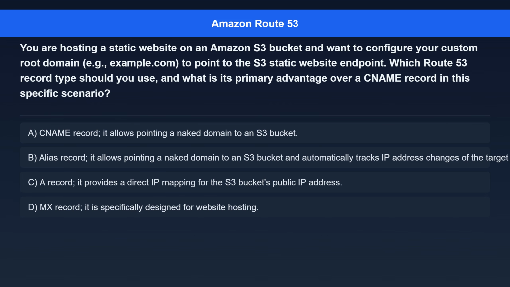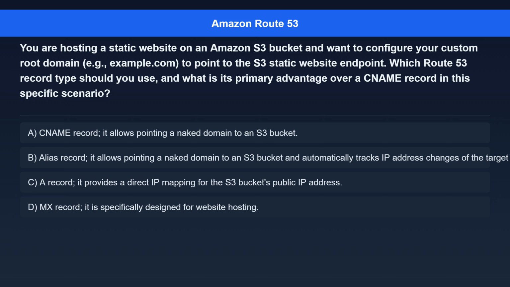Question 1. You are hosting a static website on an Amazon S3 bucket and want to configure your custom root domain, e.g. example.com, to point to the S3 static website endpoint. Which Route 53 record type should you use, and what is its primary advantage over a CNAME record in this specific scenario?